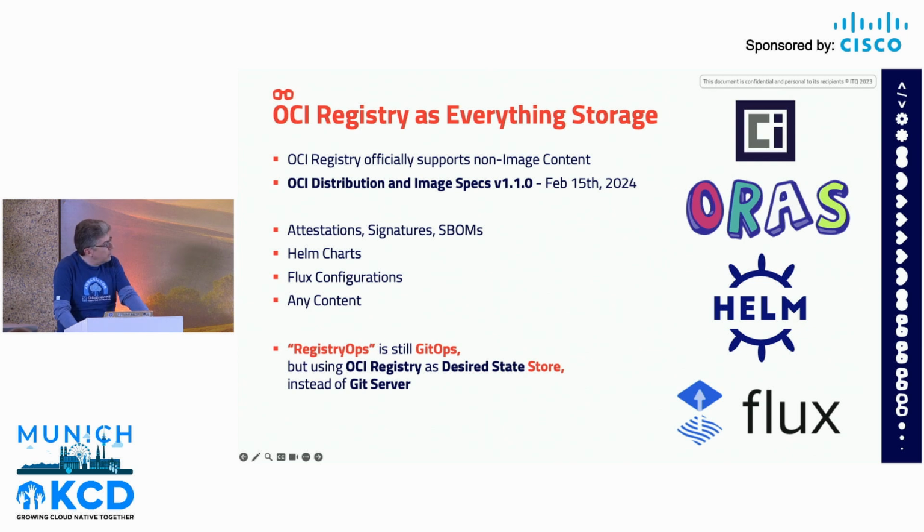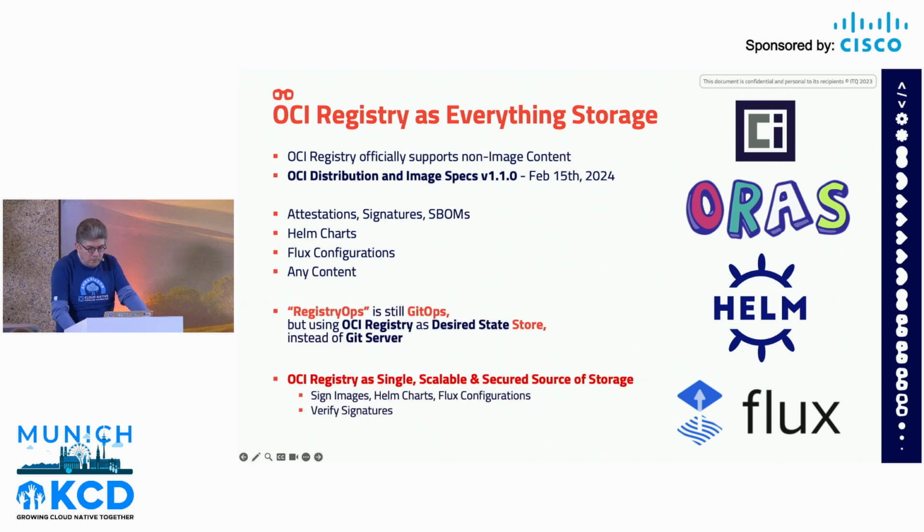Then RegistryOps is still GitOps at the end. You just replace the Git server desired state store with an OCI registry. And then the OCI registry is a single, scalable, and secure source of storage, where signatures can be pushed and pulled to be verified before using the attached image, Helm chart, or Flux configuration.